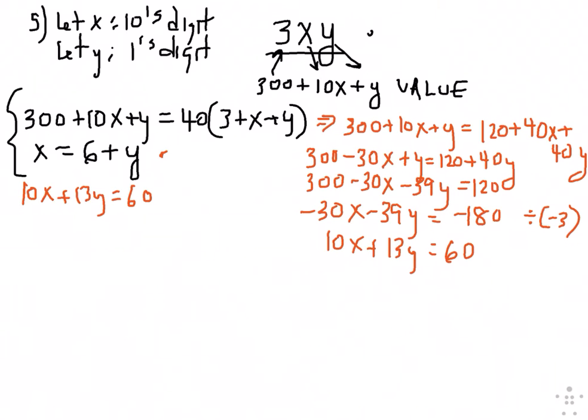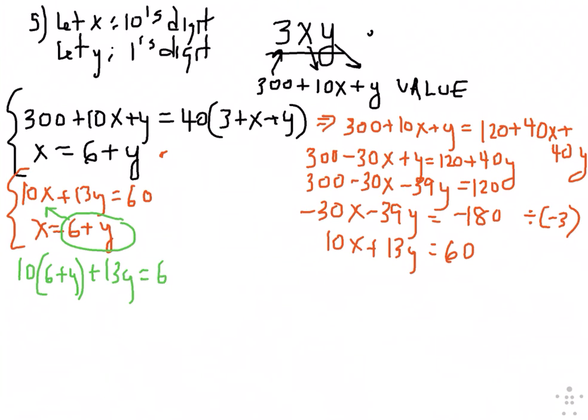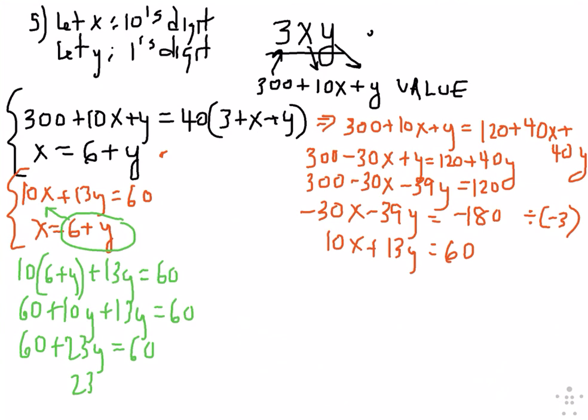But I'm going to solve this one by substitution. So I'm going to take the 6 plus y, and I'm going to substitute it in for x. So I get 10 times x, which is 6 plus y, plus 13y equals 60. Distribute the 10. 60 plus 10y plus 13y equals 60. So combine like terms. 60 plus 23y equals 60. 23y equals 0, right? 60 minus 60. So y equals 0.